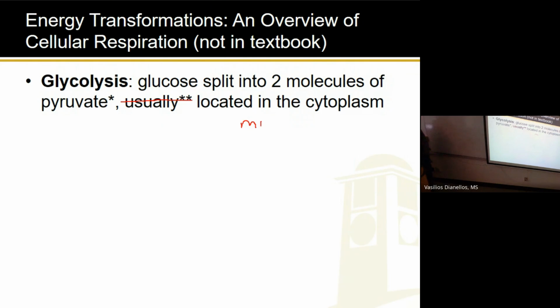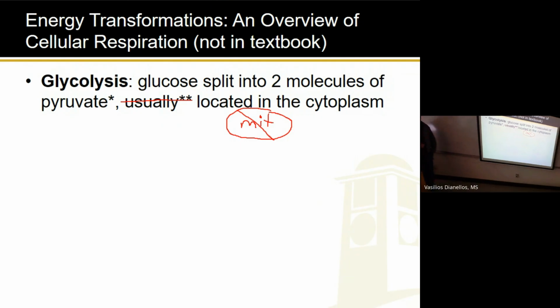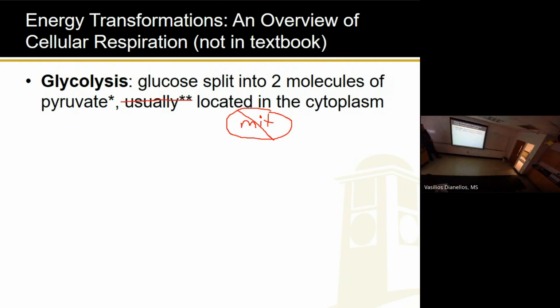But as far as we're concerned, it does not happen in the mitochondria. This stage does not happen in the mitochondria. That will be a test question. So it'll say, which of the 3 stages happens in the mitochondria? Or maybe it'll say, which of the 3 stages happens outside of the mitochondria. Anyway, this is one of those that does not happen in the mitochondria.